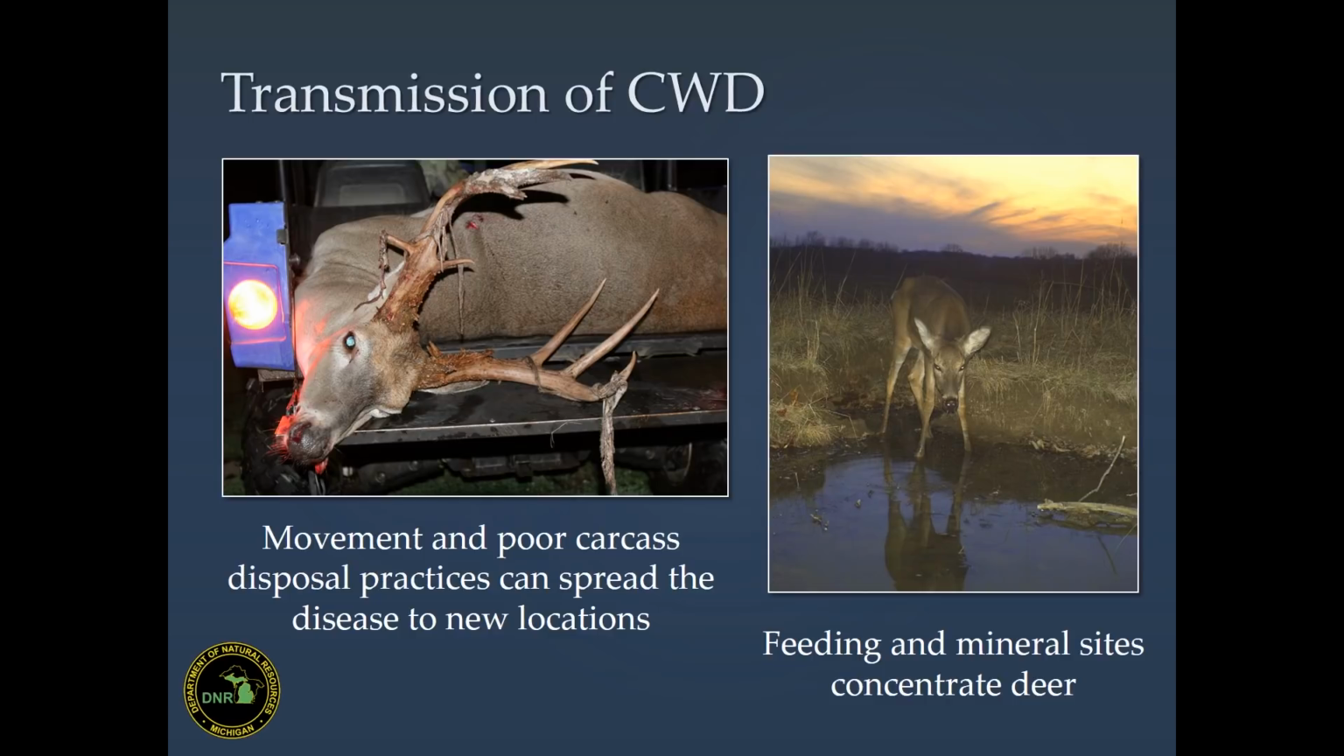Also, feeding and mineral sites concentrate deer. One of the misconceptions out there is that with chronic wasting disease, these animals lose weight, so they're not eating, they're not drinking. That's not true. We actually know these animals will continue to eat and drink really late into the course of the disease. So obviously, anything that congregates animals in an area can facilitate transmission of the disease.